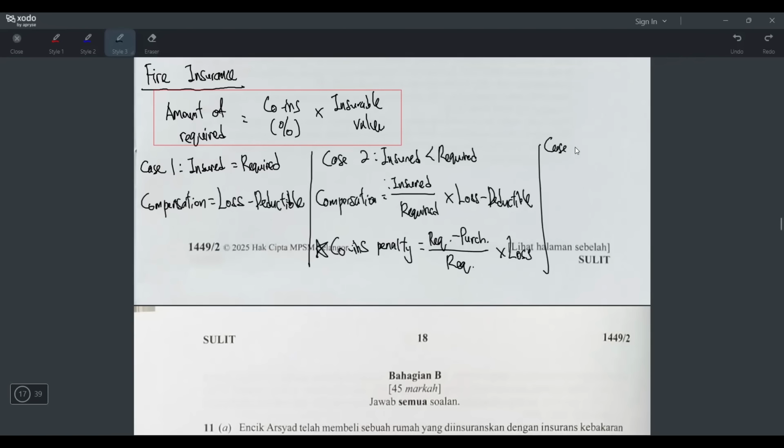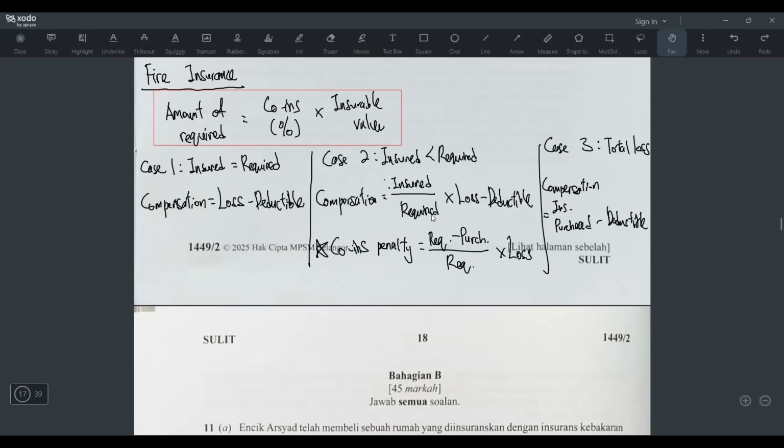Okay, last one is case 3. Case 3 is when he suffers total loss, in Malay, kerugian menyeluruh. It means the whole property, the whole building or the whole residence got burned down. Total loss. So for total loss, the compensation formula, you will just take the insurance purchased, the amount he purchased, minus deductible. Okay, so these are the 3 cases that you all need to make sure you know. If you don't know this, you cannot answer the fire insurance question. This is everything you need to know for fire insurance. Okay, let's do this question now.